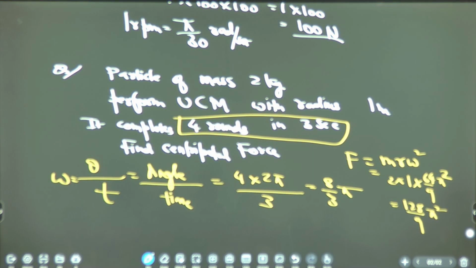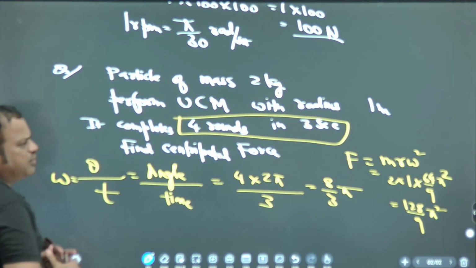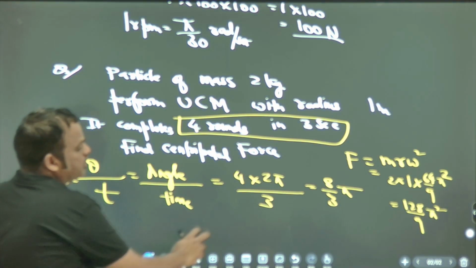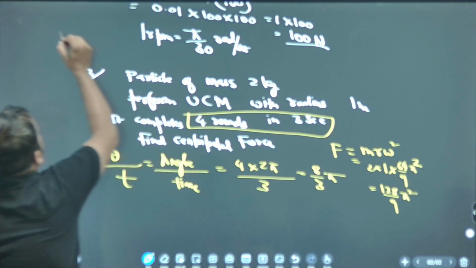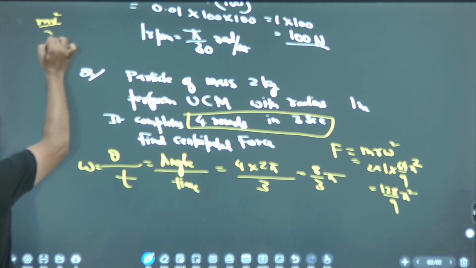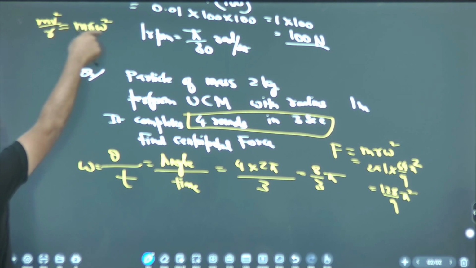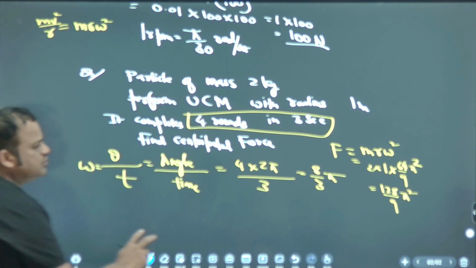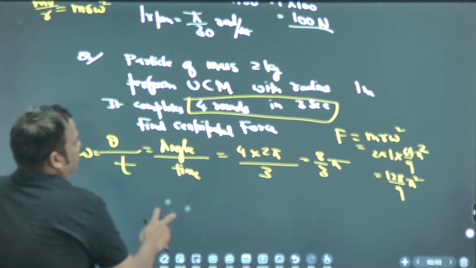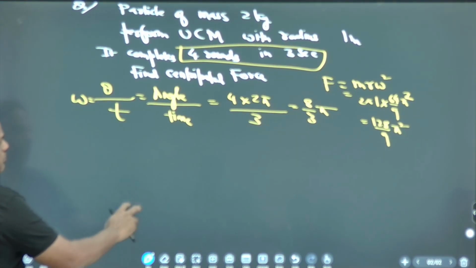Okay. So these small numericals we are doing are formula based numericals. Sometimes you have to use mv square by r, sometimes you have to use mr omega square, based on what is given. Clear? Okay. Now let's do some practical examples.